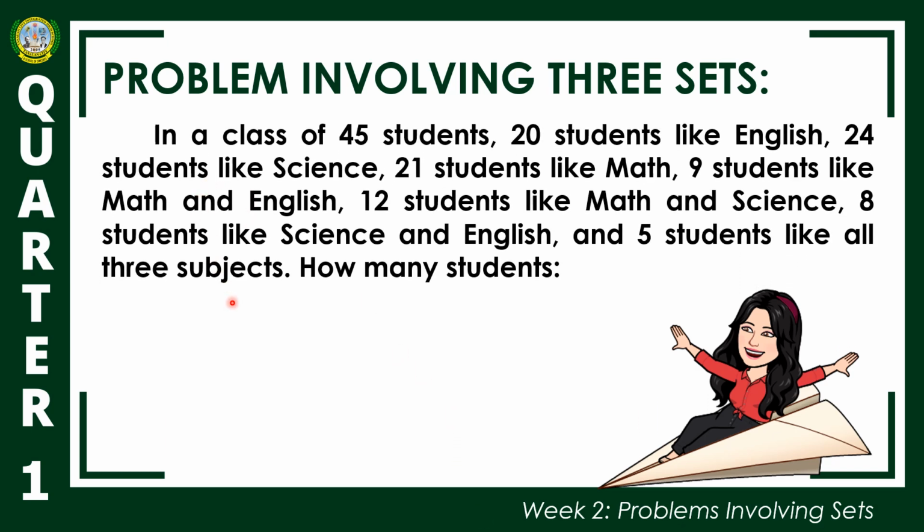In a class of 45 students, 20 students like English, 24 students like Science, 21 students like Math, 9 students like Math and English, 12 students like Math and Science, 8 students like Science and English, and 5 students like all 3 subjects. How many students like Science but not Math?